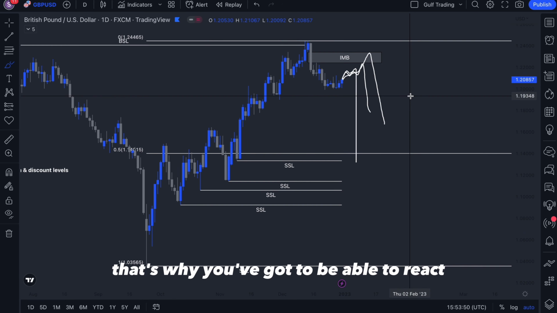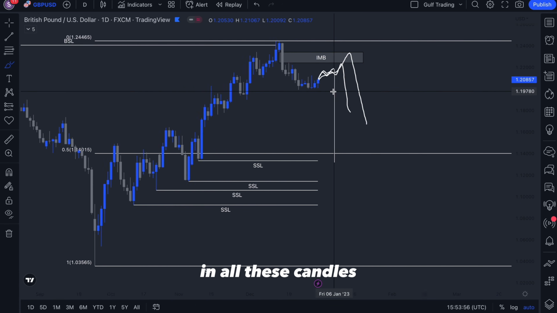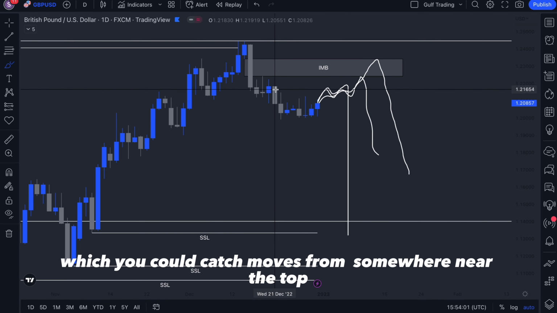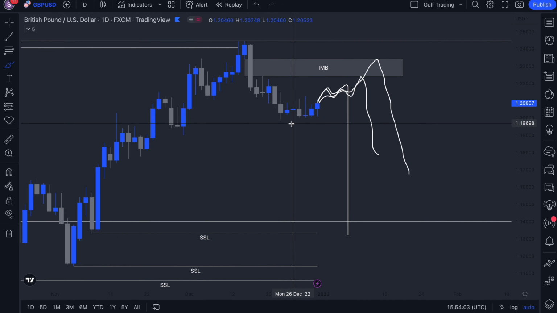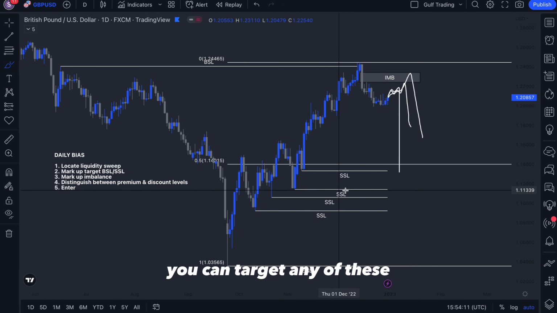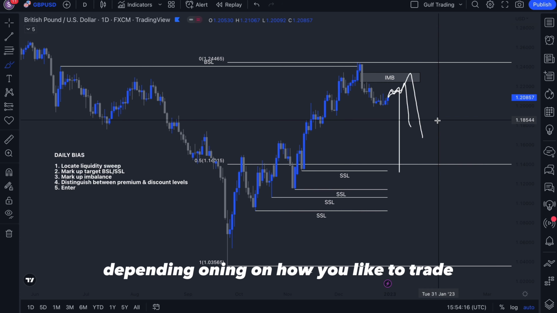That's why you just got to be able to react, and that's kind of the purpose of having a daily bias. It doesn't matter if you miss the moves on the higher time frame, you can still catch the daily moves in all these candles. So, you've got a lot of bearish days which you could catch moves from somewhere near the top and ride it down. That's the goal of this strategy. And then obviously when you're targeting, you can target any of these sell side liquidities or your set risk reward, depending on how you like to trade.